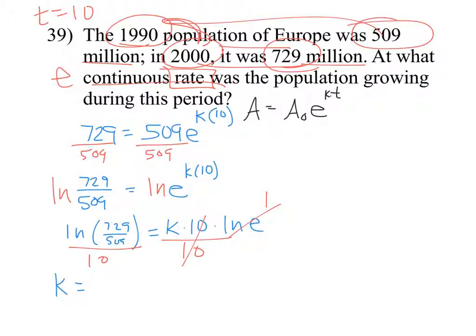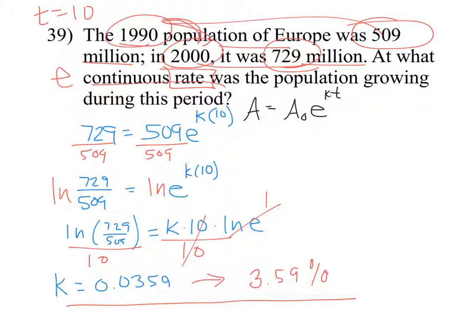And the rate that I get is 0.0359. And so we have a decimal here. If I wanted to convert it to a percentage, I could write our rate as 3.59%. So either one of those would be acceptable for an answer.